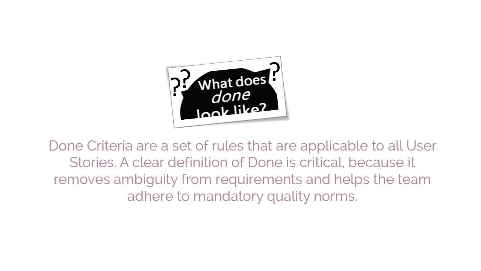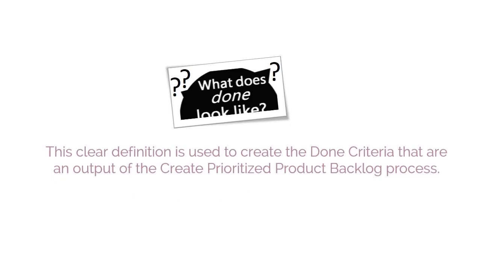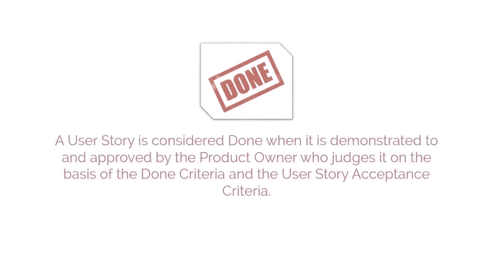Done criteria are a set of rules that are applicable to all user stories. A clear definition of done is critical because it removes ambiguity from requirements and helps the team adhere to mandatory quality norms. This clear definition is used to create the done criteria that are an output of the Create Prioritized Product Backlog process. A user story is considered done when it is demonstrated to and approved by the product owner, who judges it on the basis of the done criteria and the user story acceptance criteria.